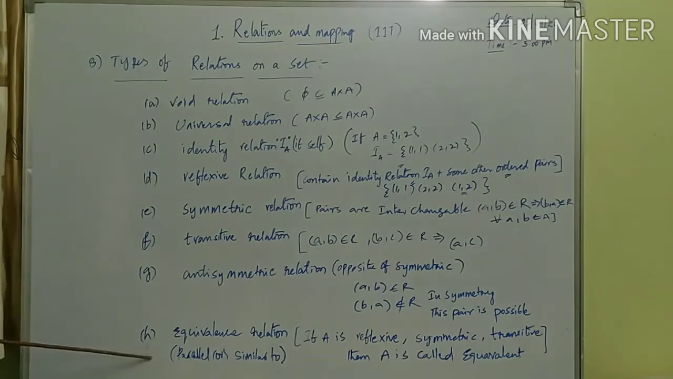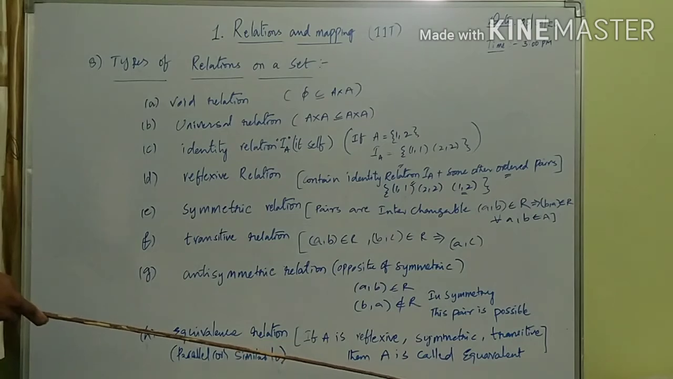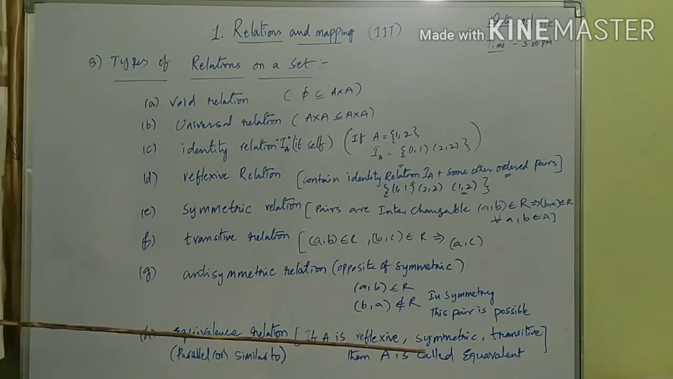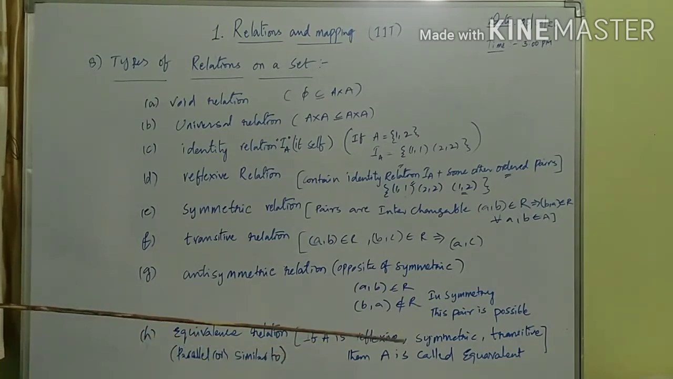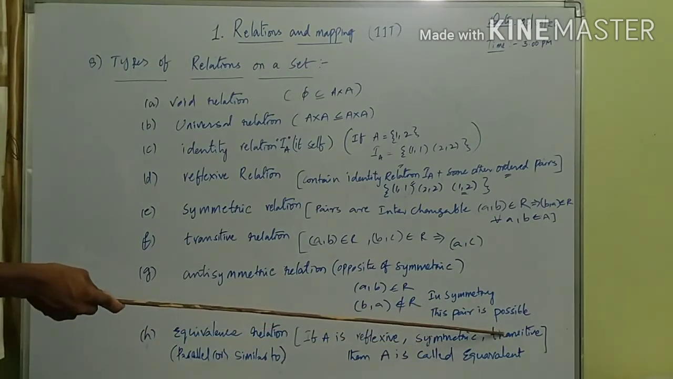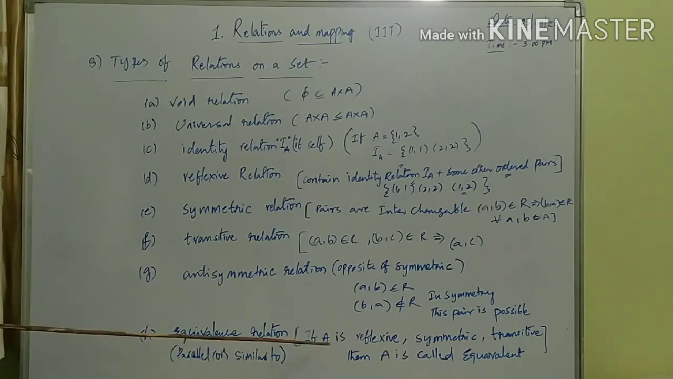Next one, equivalence relation. When a relation on set A is reflexive and symmetric and also follows the transitive relation, then it is called an equivalence relation. Once again I repeat, if a relation follows reflexive, symmetric and transitive relations, it is called an equivalence relation.